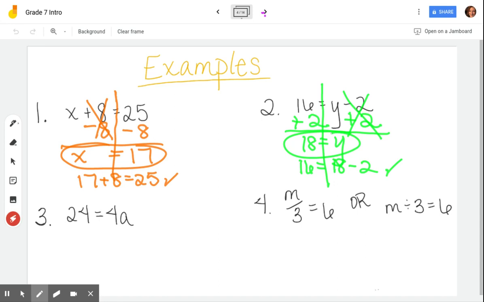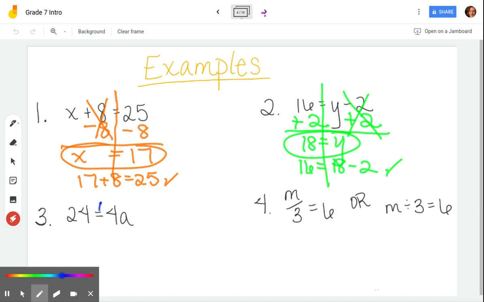Okay, let's see if I can continue to fumble over all my words here. I'm looking at the next problem. On this one, I see that I've got a 4 right beside my a, right beside my variable. When they're next to each other like that, it means to multiply. Think of multiplying as bringing things together in a group. If I separate those back out into separate groups by dividing them out, then I'm going to cancel it.